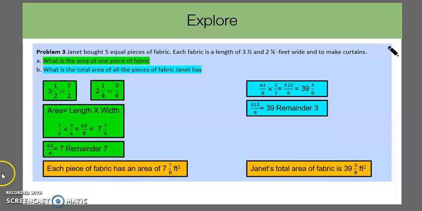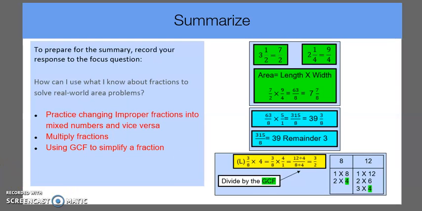Now we're ready to move on to our summarization. All right, to summarize, how can I use what I know about fractions to solve real-world area problems? So we want to practice changing improper fractions into mixed numbers and vice versa. We also want to practice multiplying fractions and also understand GCF to simplify a fraction when given the opportunity to do so. Here are some examples that show each of the processes.